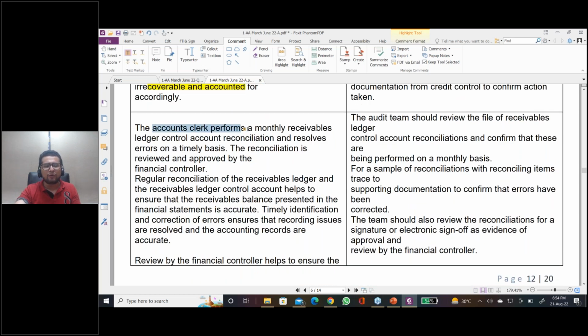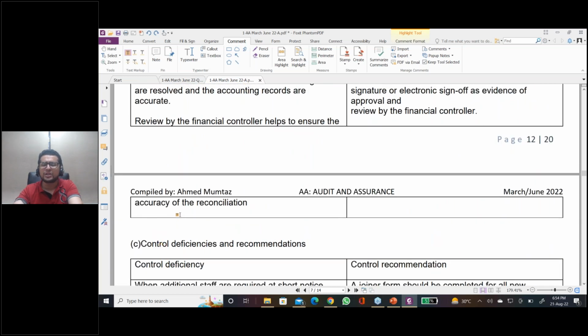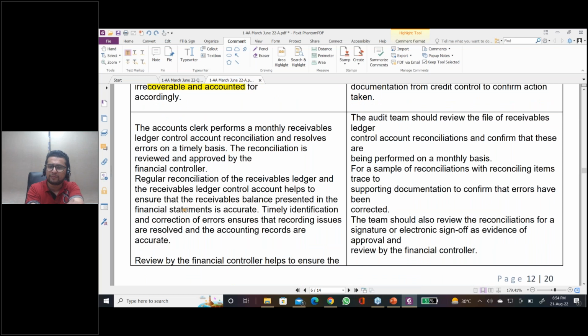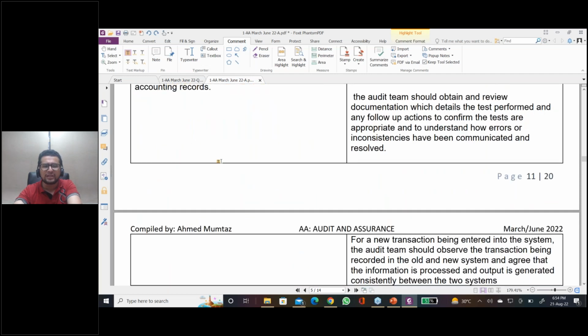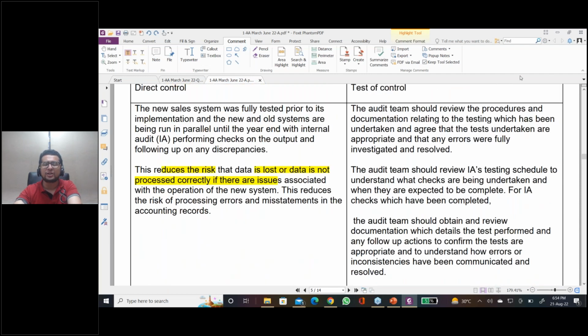So the accounts clerk performs the monthly receivable ledger control account reconciliation, all that copied from the question, and this regular reconciliation will ensure that if there is anything which is not reconciled, that should be identified on a timely basis, and that review by the financial controller will ensure the accuracy of the reconciliation. That's an added control. So we had to identify 3 key controls, but within the solution, there are 4 direct controls. Are we all clear with respect to those direct controls?